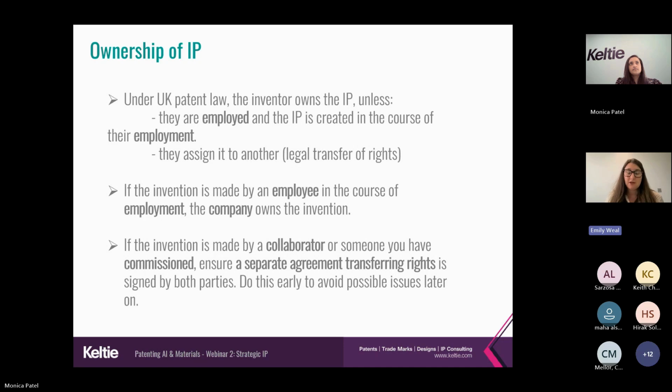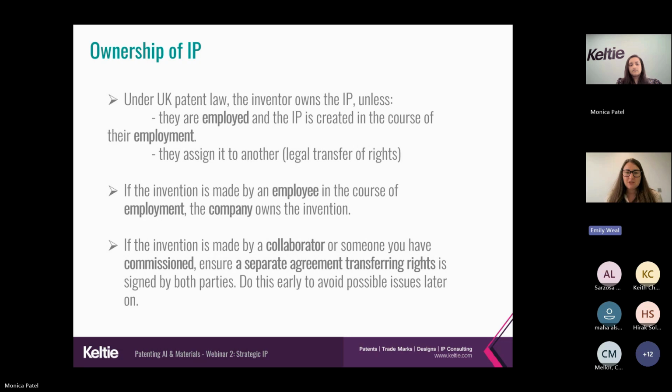The other way is by an assignment. So that's usually a written document that says, I, the inventor, hereby assign these rights to this company. Technically, an assignment doesn't have to be a written document. It can be like an oral agreement, but of course it's very difficult to prove in those situations. So you will almost always want to have a written formal assignment with a signature on it. That's what's going to be recognised by a patent office and by a court most easily.